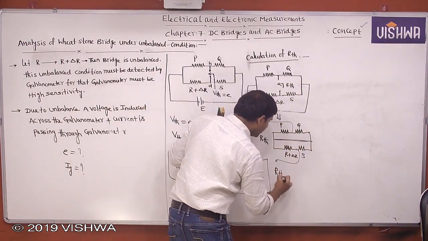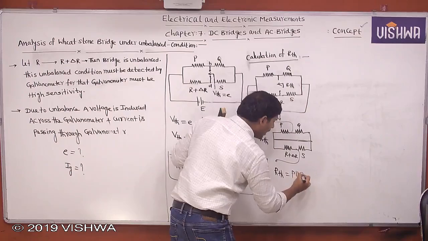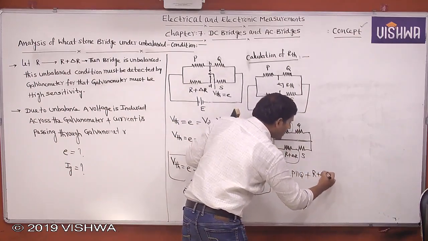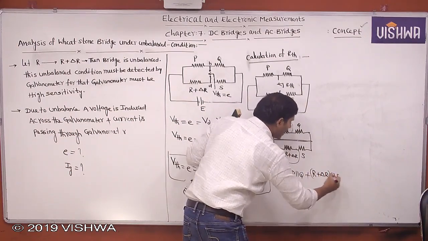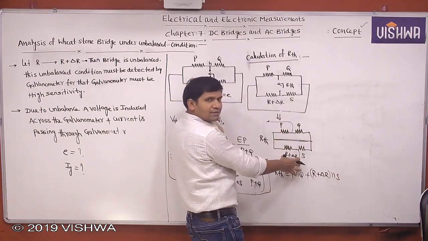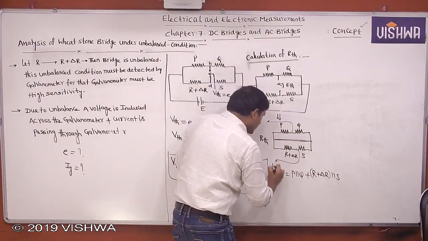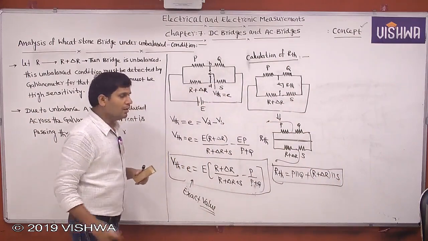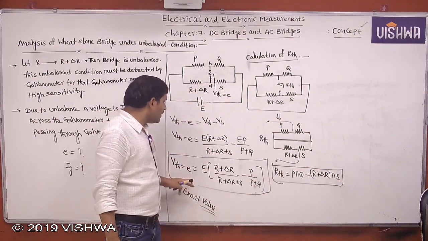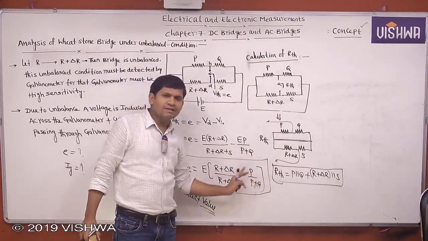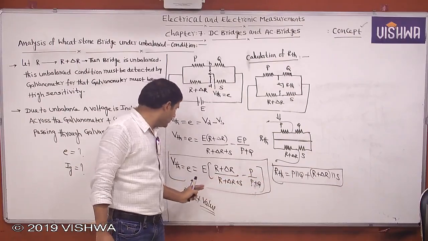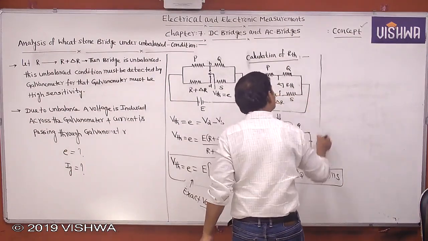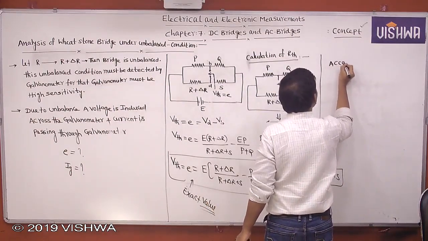What is RTH equal to? P and Q in parallel, plus R plus delta R and S in parallel. This is in parallel and this is in parallel. This total is in series. That's why I'm writing RTH like this. Like this we can calculate VTH and RTH. These are the exact values. Once you know VTH and RTH, then according to Thevenin's theorem, how can we write?